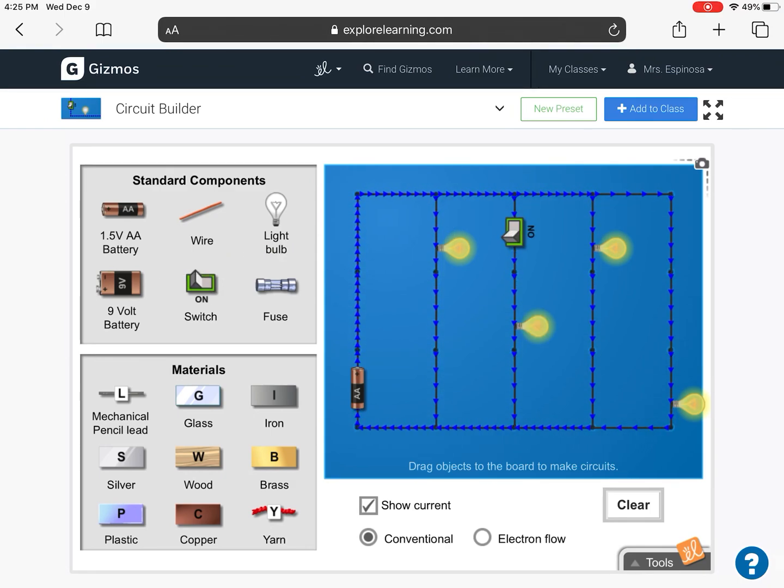I could put a switch here, and that switch could be used to control this light bulb individually. I could add additional switches. And depending on those switch locations, they can individually affect a branch. So I can have this one off or on. I can have both of those off and the other two stay on. But notice what happens if I flip that switch.